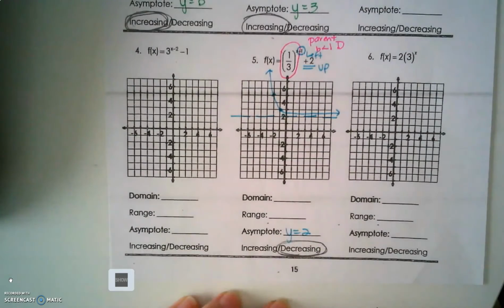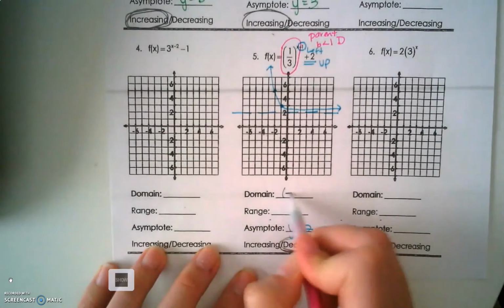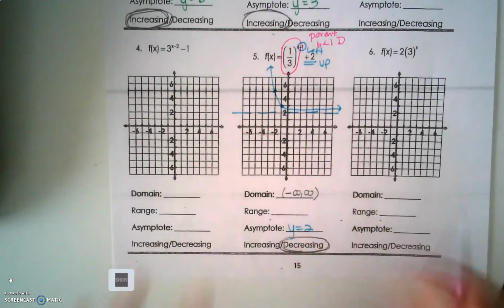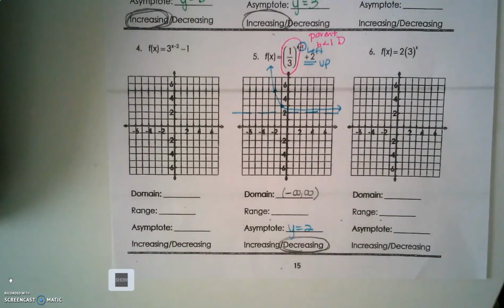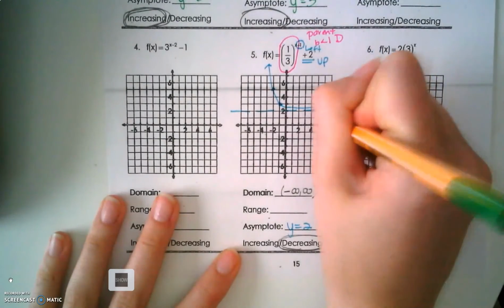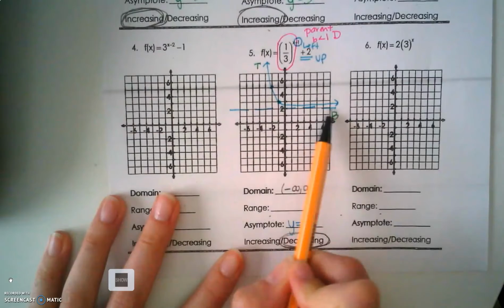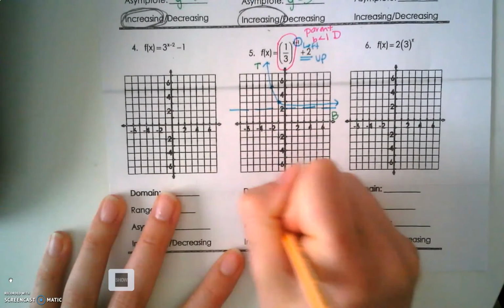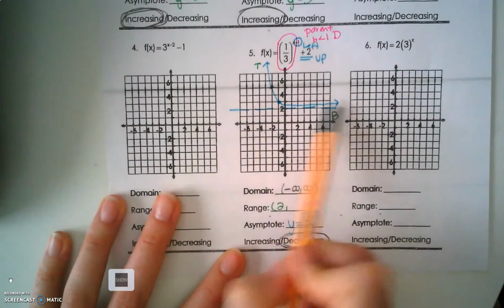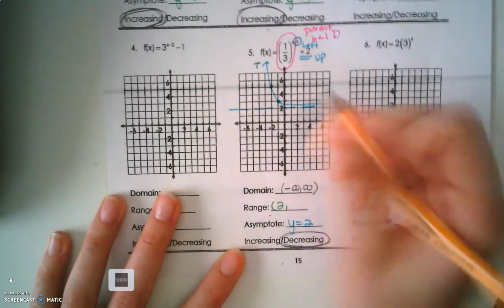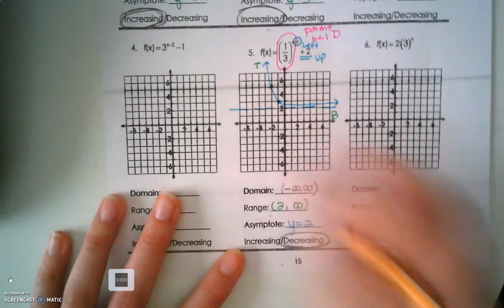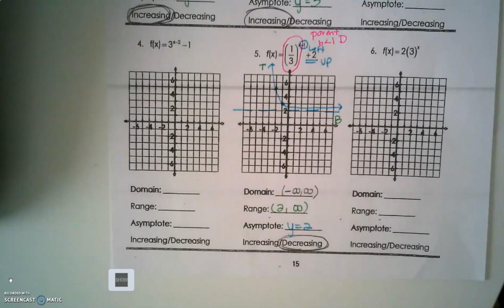Okay. My domain is still negative infinity to positive infinity. My range, I'm still starting at the bottom and working my way to the top. Well, at the bottom of our graph, we get to our asymptote. And at the top of our graph, that arrow is still pointing towards positive infinity.